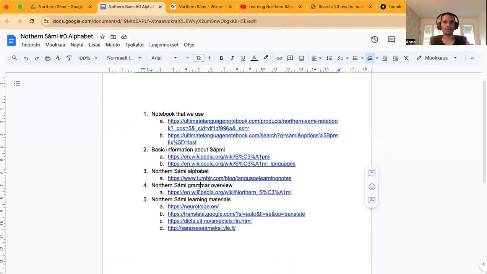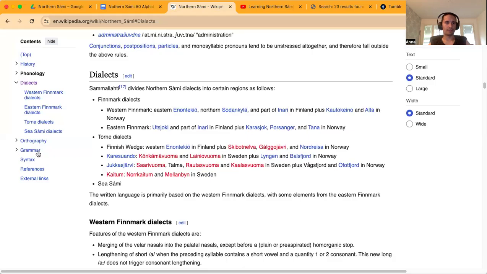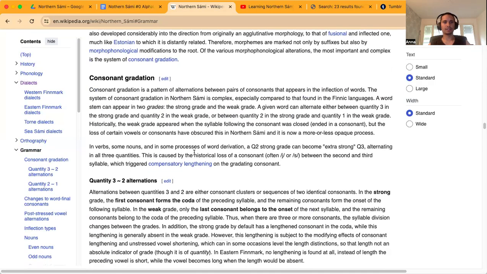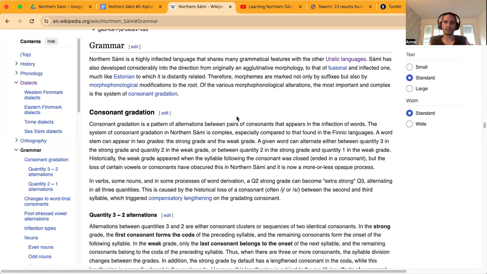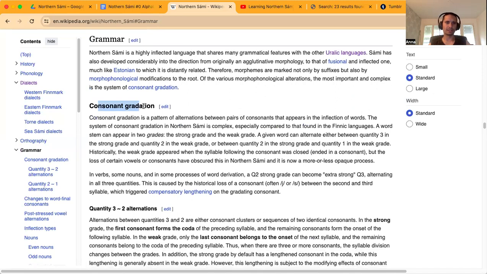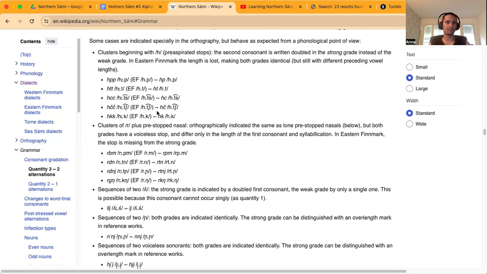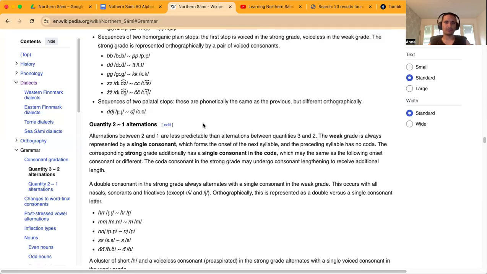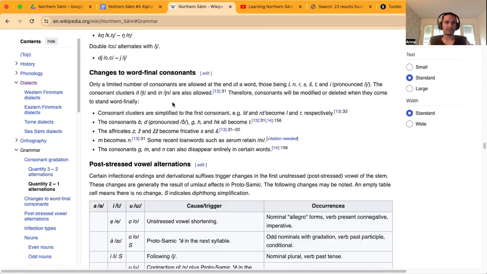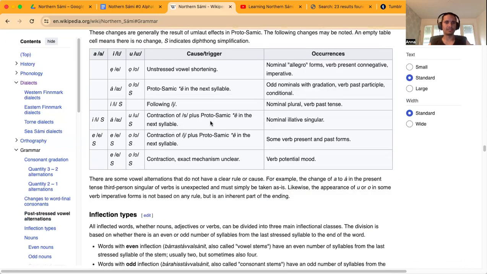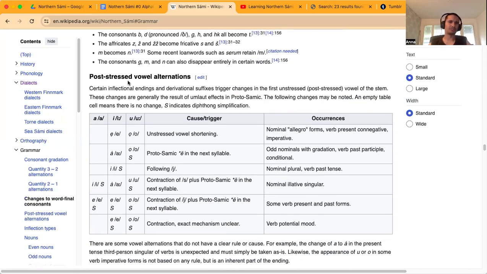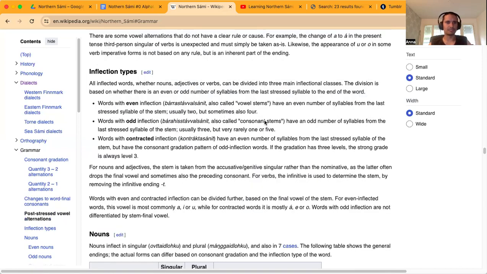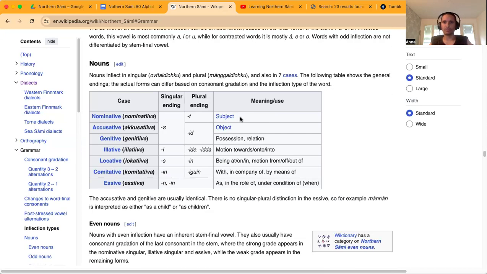So that was the Tumblr post, and now I'll comment a few things more, like the grammar. Just a few things. There are things that we don't need to think about in the beginning, like consonant gradation, which I don't even understand completely yet at this stage of my studies, or post-stressed vowel alternations. So this is one of the most important things.